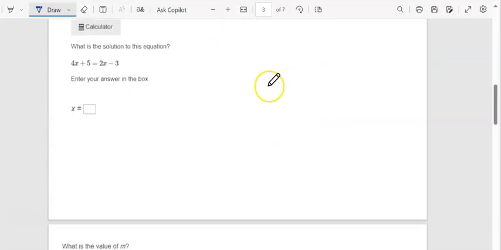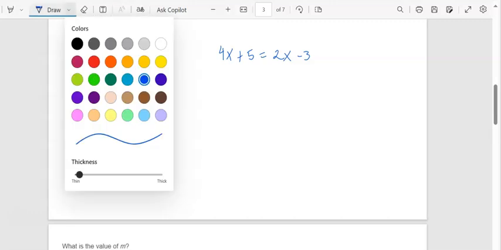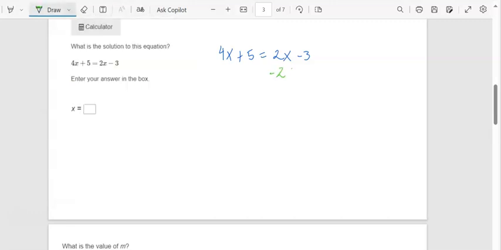Question 2 says, what is the solution to this equation? We have 4x plus 5 is equal to 2x minus 3. You can do the numbers first, but I always like getting the variables on the same side first. So I'm going to do the 2x. It's positive, so I'm going to subtract 2x from both sides. They cancel, and then I have 4x minus 2x is 2x. And I still have plus 5. And then that minus 3, remember, is negative 3.